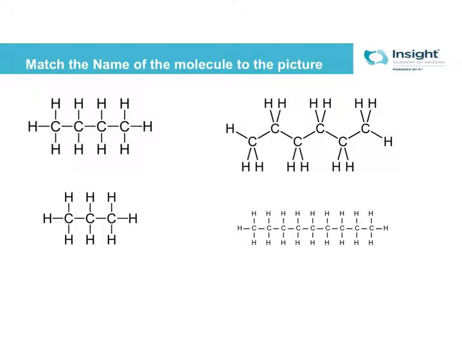So first, just practice the whole number thing. We've got 1, 2, 3, 4. So this is butane. 1, 2, 3, propane. 1, 2, 3, 4, 5, 6. That makes this hexane. And 1, 2, 3, 4, 5, 6, 7, 8, 9. So this would be nonane.